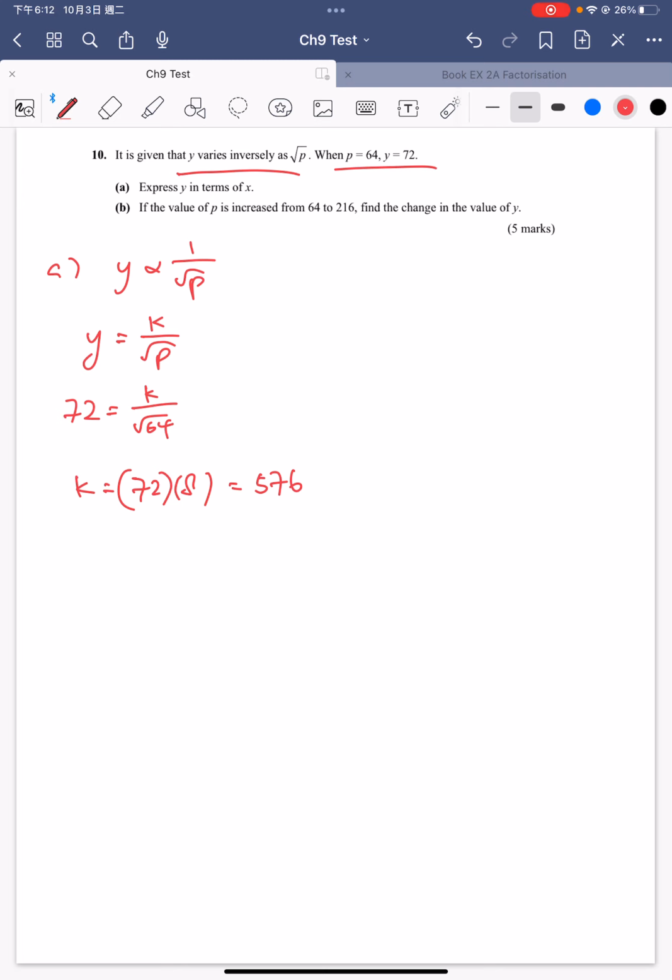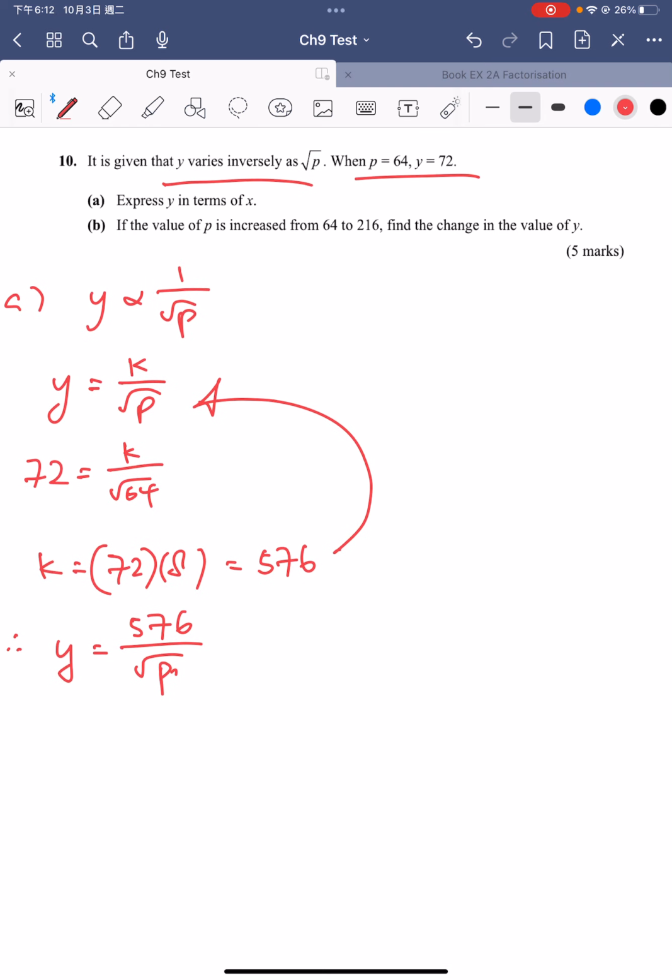So again, this is our variation constant. It's not the end of the question. What we want is to substitute back in to get a relationship between the y and p, so that we have y is equal to 576 divided by the square root p. That's for question A. So question B is a little bit tricky, because they only ask you to find the change of y, it's not the percentage change. So for those who calculated the percentage change, I'm afraid you got no marks.